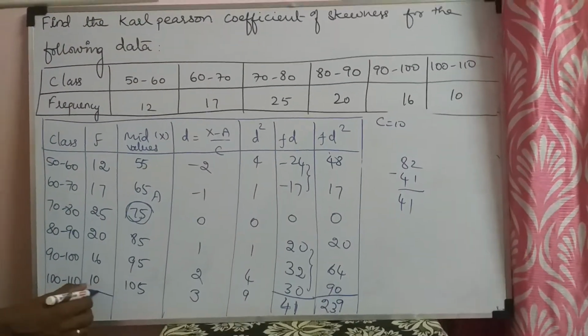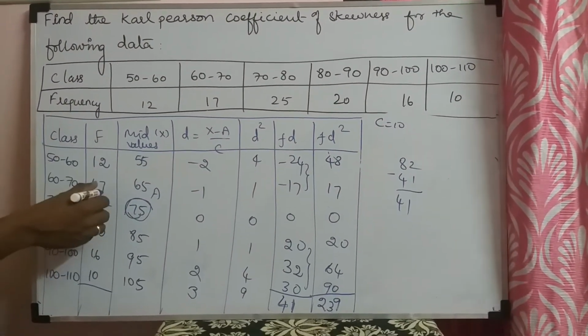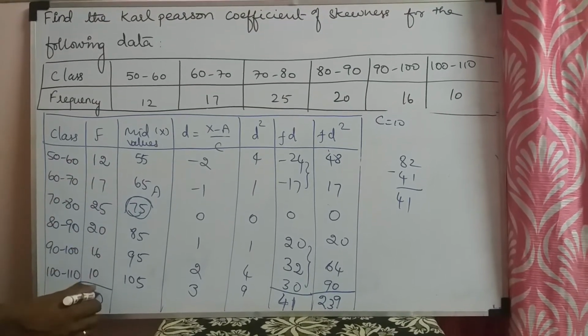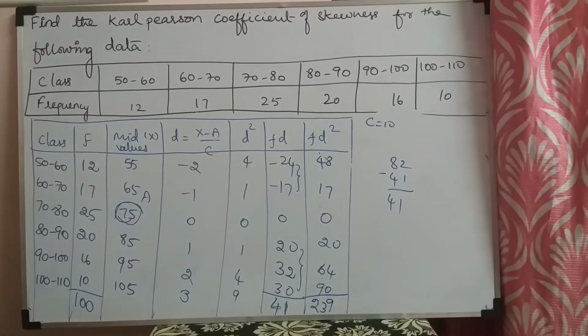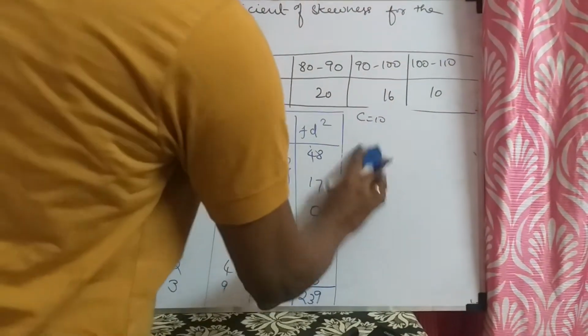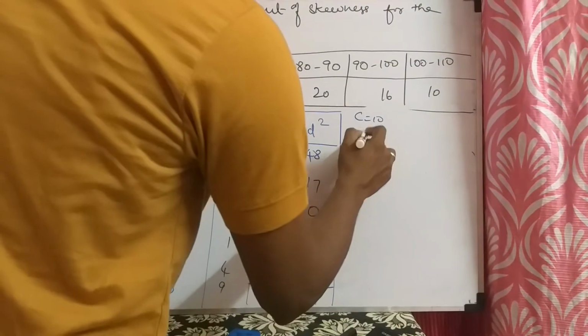And the sum of the frequencies: 7, 9, 14, 6, 20, 2, 4, 6, 8, 10, is 100. So the capital N value here is 100. Capital N equal to 100.